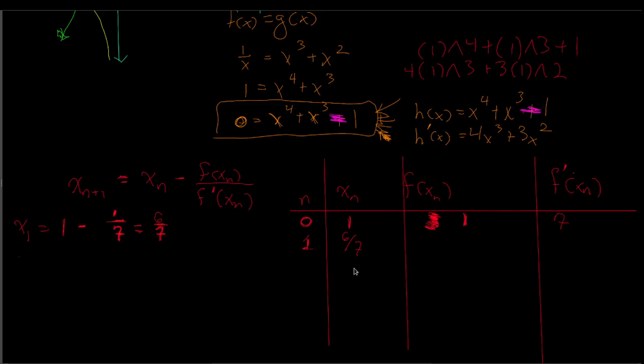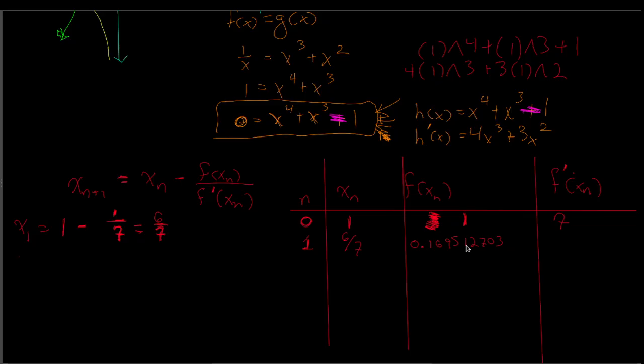But let me go 6/7 to the 4th power plus 6/7 to the 3rd power minus 1. And I've lost my fraction version of it. I'm going to get 0.169512703. I'm going to keep all the decimal places so I minimize my rounding error.